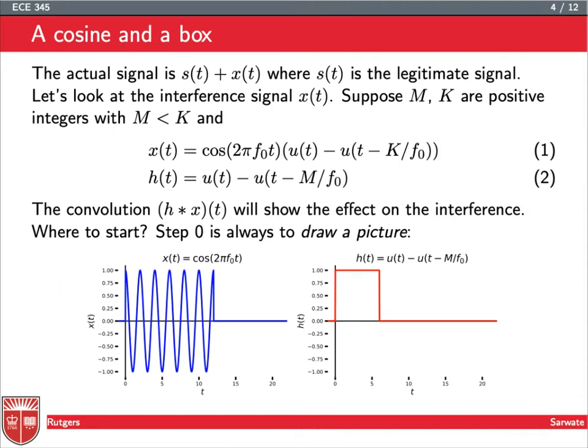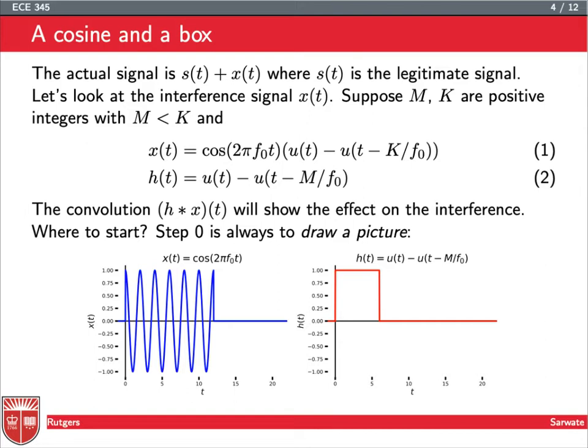So the actual signal is S of t plus x of t, where S of t we can think of as being the legitimate signal. So let's focus on the interference signal x of t, and we want to get a mathematical model for that. So we want to model a beep of a finite length. Let's make our life simpler and take two integers, m and k, where m is smaller than k.